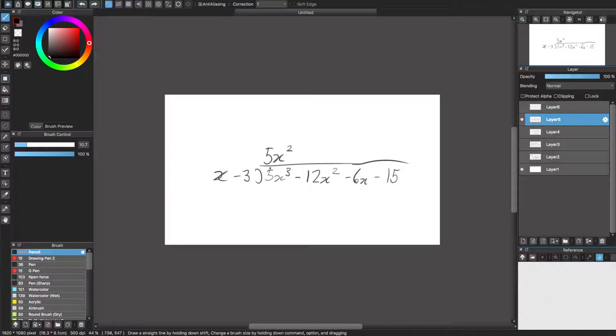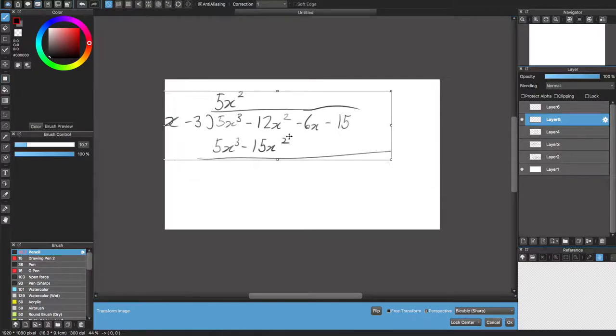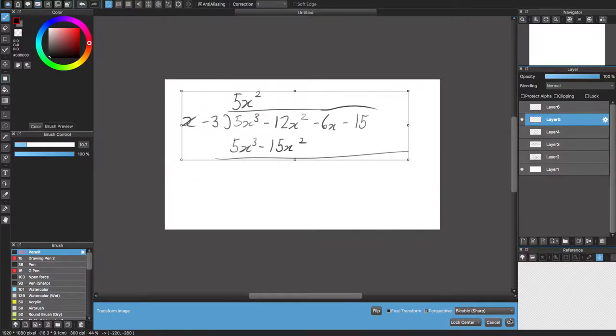So x times 5x squared, the index will tell me it'll be 5x cubed, and then negative 3 times 5x squared, so that'll be negative 15x squared. Okay, cool. Then we're going to draw a line. I'm going to press Control T, and that'll bring it up there, so I have more space.